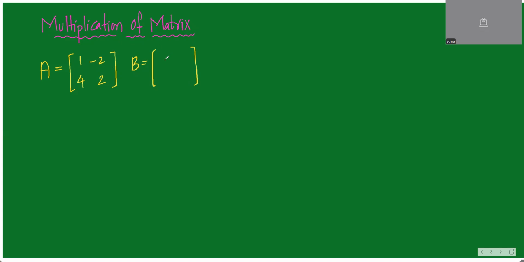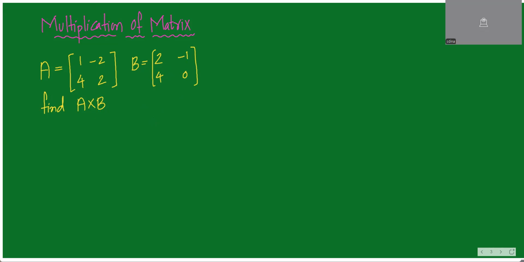Now next for B, tell me. 2, minus 1, 4, minus 3. I'm taking 0 also, because maybe sometimes you get a 0 also. I am going to find out what happens if I am multiplying A into B. A into B.